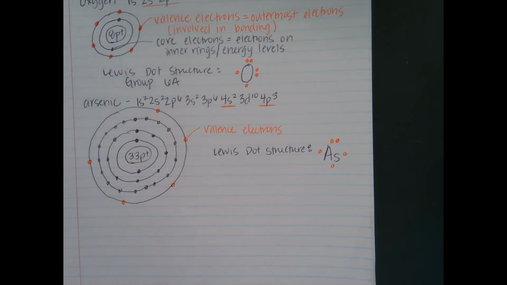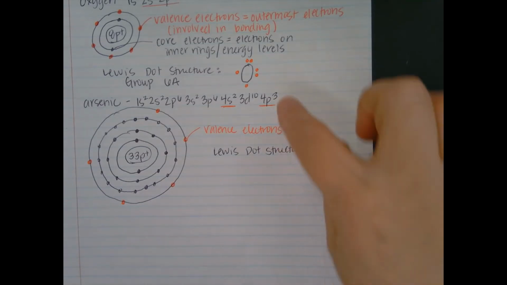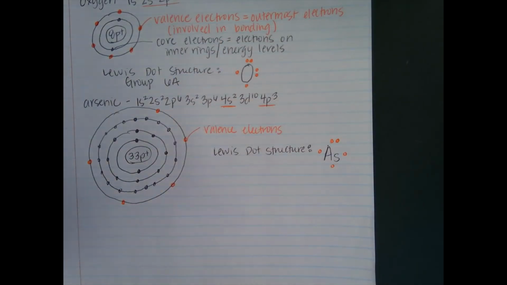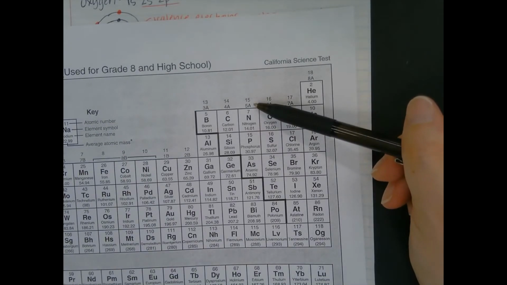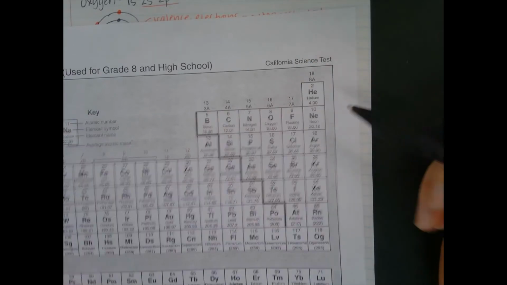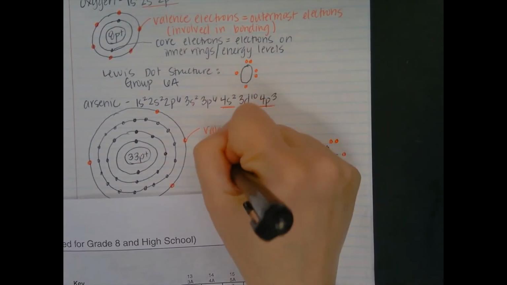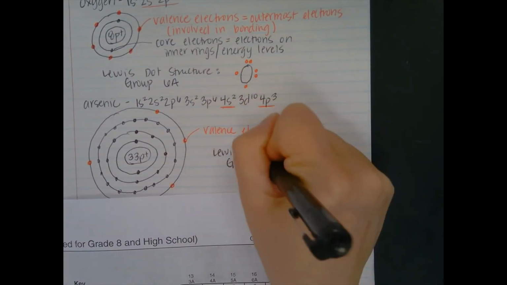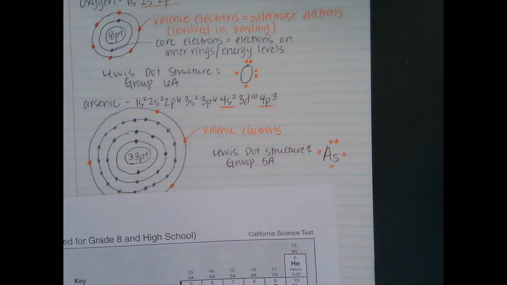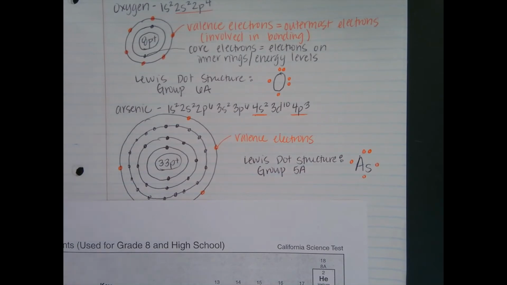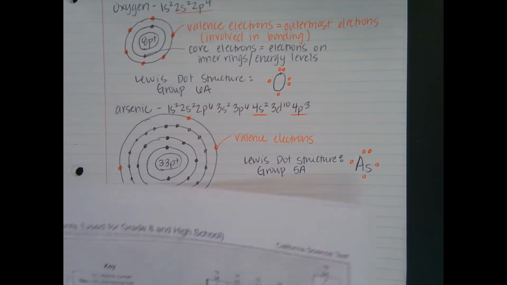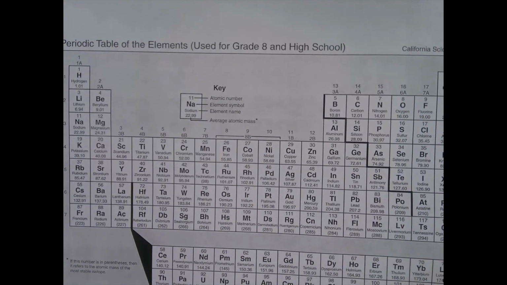Okay, so just to stay with my pattern here, I said oxygen was in group 6A. So arsenic, right here, is in group what? And how many valence electrons do we have? Okay, so there is a pattern here. And this works with our A representative elements, okay? And the reason why this works is because of electron configuration.